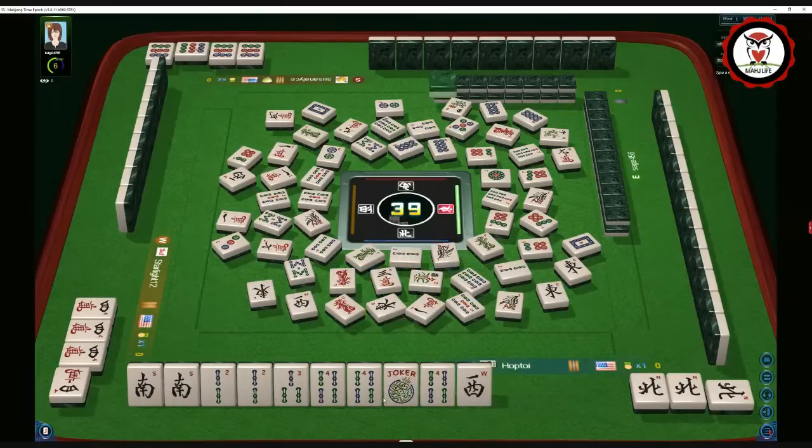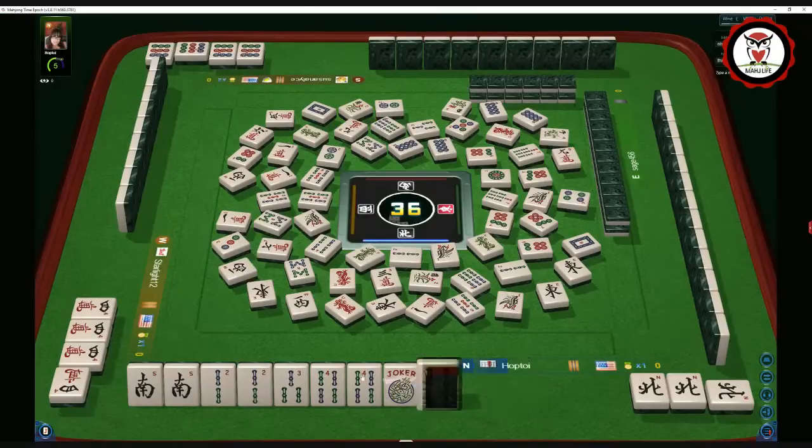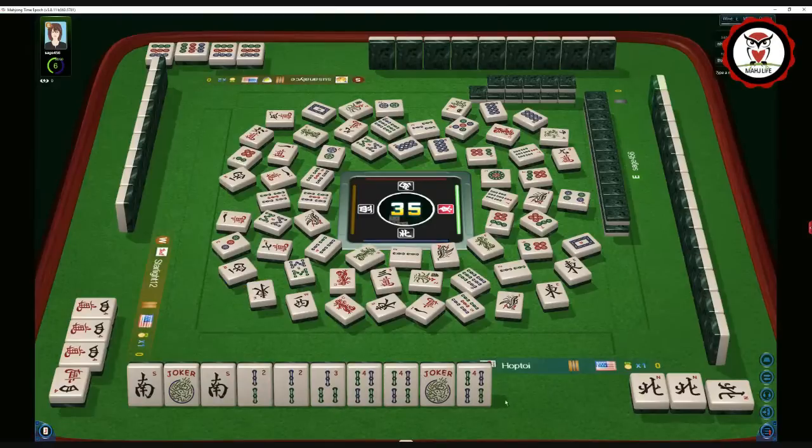East wind. We still have a weakness, no 3 bam. 4 dots. Okay, now hopefully someone has the south and they'll let it go. 6 characters. Thinking, oh, I better get rid of this south. Joker, nice. We're ready to win on a west wind, 3 bam now. 9 characters. Ready to win on a 3 bam.